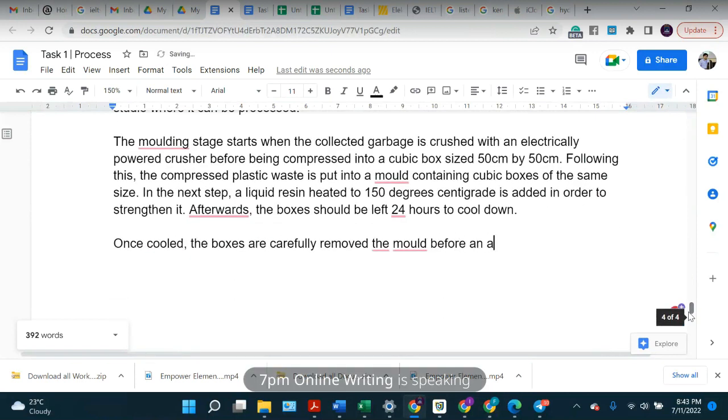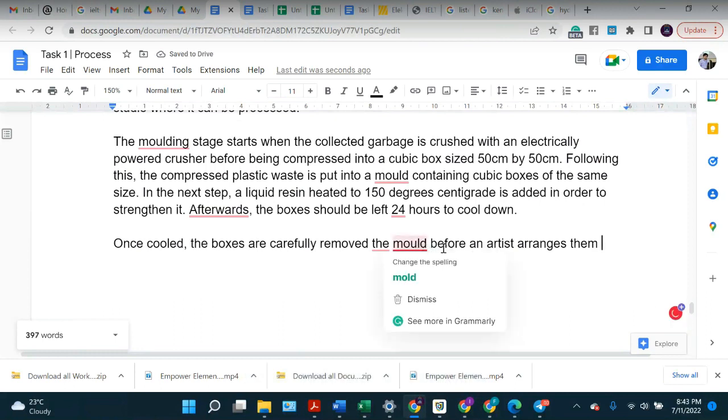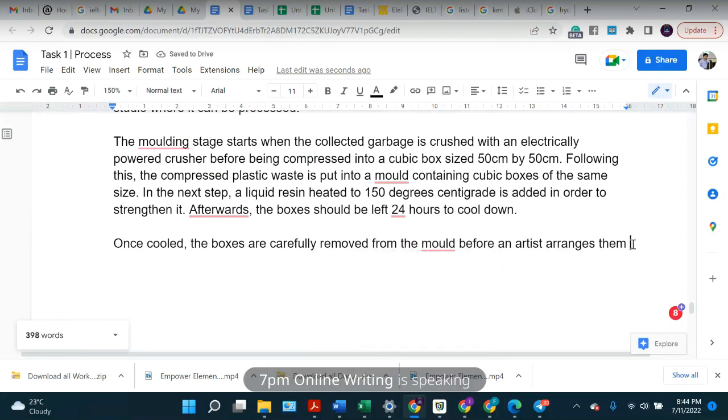Before an artist. What did you say? Like arrange them? Okay, maybe here first you should say turns them into a sculpture, and then in the separate paragraph you can say arrange. Because before being turned into.